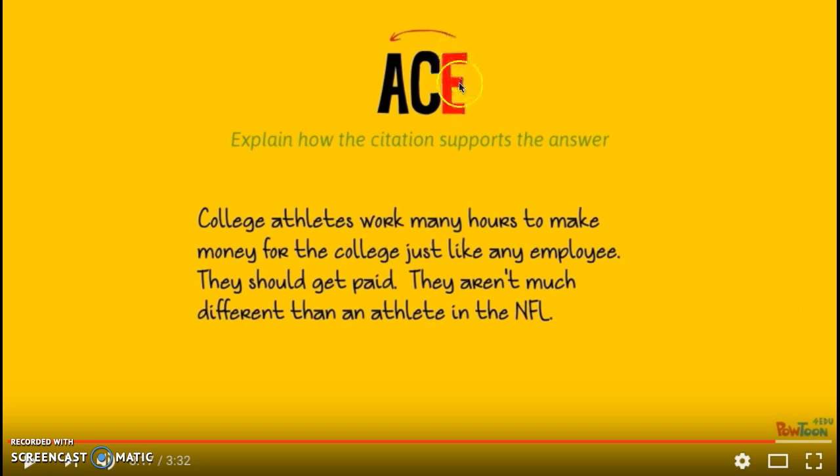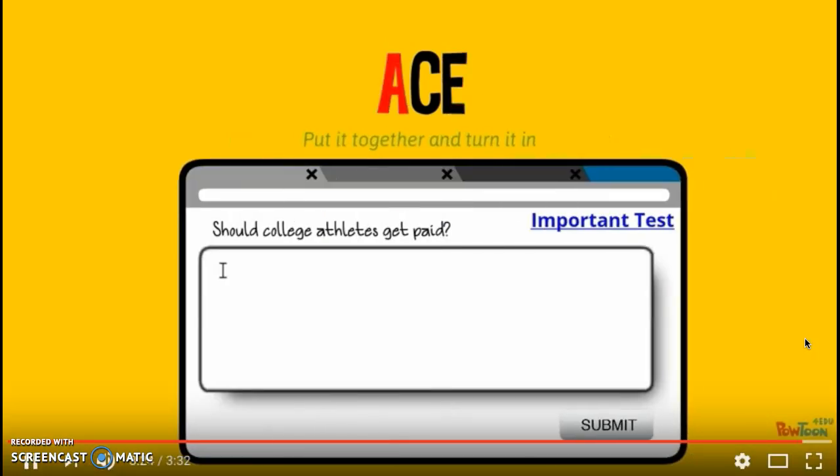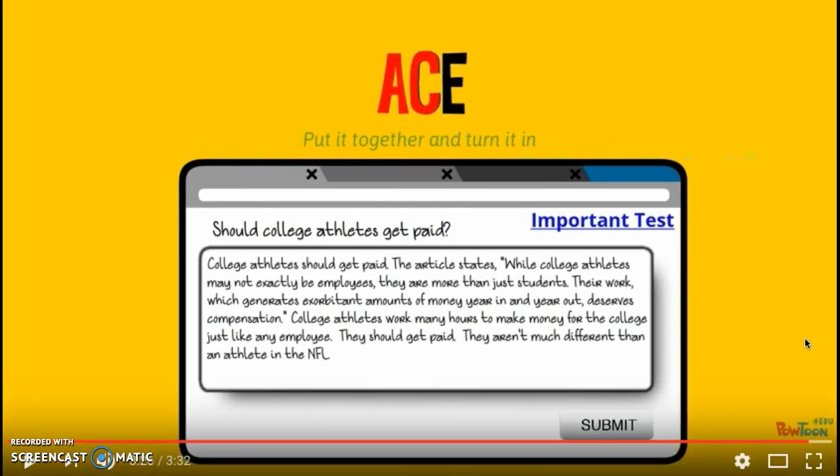You're going to explain in your own words how the citation, the C, supports what your answer is. For here again, college athletes work many hours. They're just like any employee. So when you put it together and turn it in, it's going to be about a paragraph long.